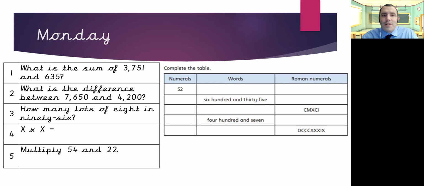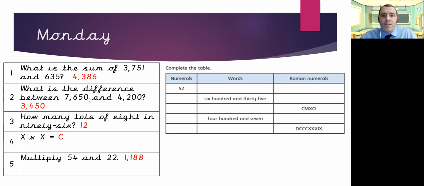Okay, how did we get on? I'll share the answers for the arithmetic grid here, and then we'll go through the answers for the Roman numerals just a second. Okay, so let's look at these Roman numerals, words and numerals. So the numbers we understand how they're written that we use every day. Our first number we've got is 52. So in words, that will be 52.